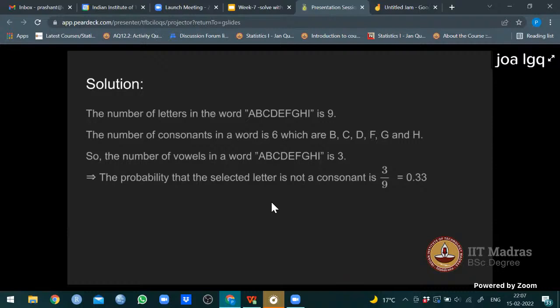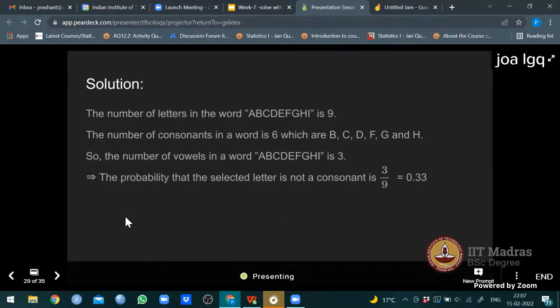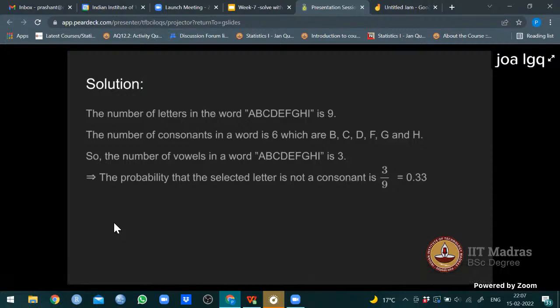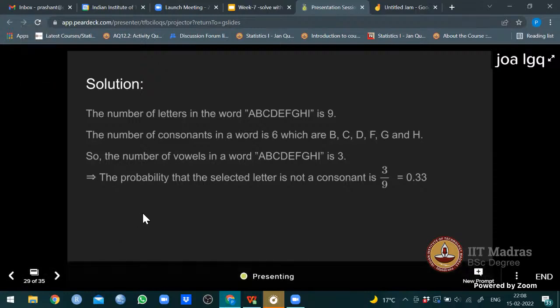Have you got it? Yes, sir. Sir, you were telling some simple ways to calculate, and I ended up with a complex one, like I made it 6 by 9, then 1 minus 6 by 9. Sir, please also correct the next question.